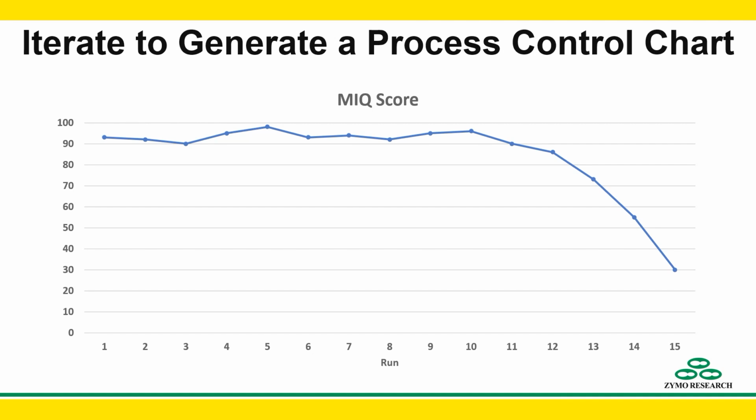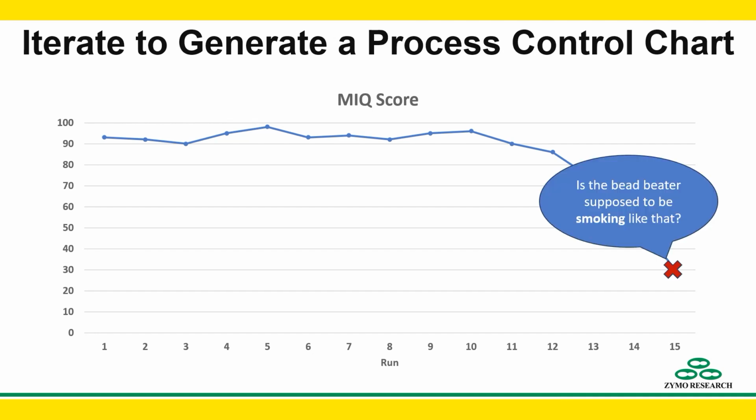Now this is based on a real scenario that I saw, and really starting with, in this case, the 12th run, an investigation was started into why the performance was declining, and nobody could quite figure out why the performance was declining despite our best efforts. Except on run 15, that lysis did not go to completion, and in fact there was a major malfunction with the bead beater where it essentially catastrophically failed and had to be serviced.